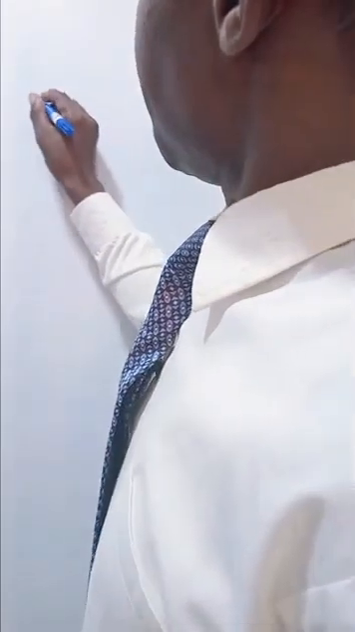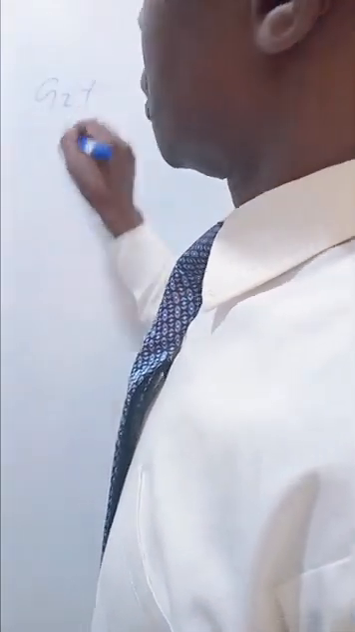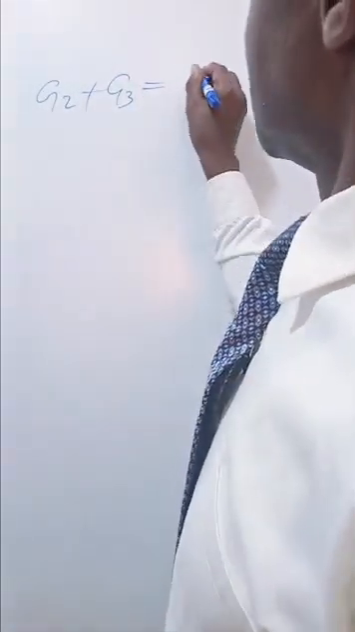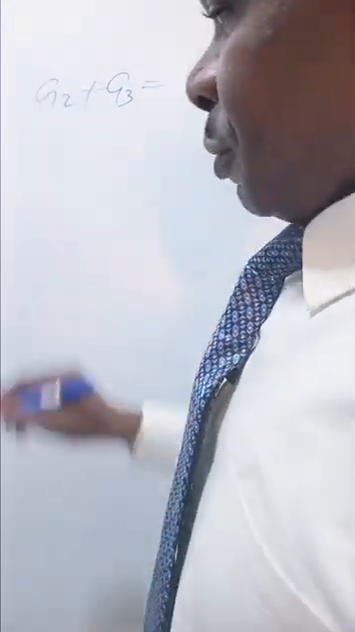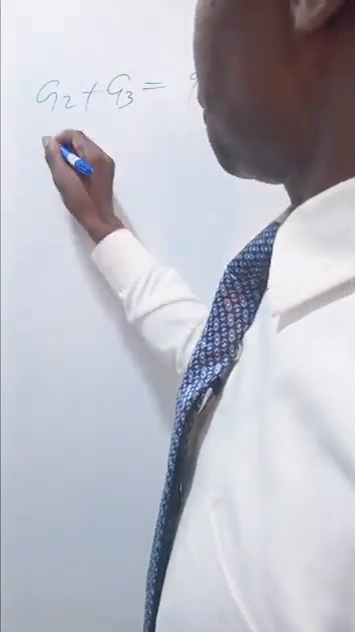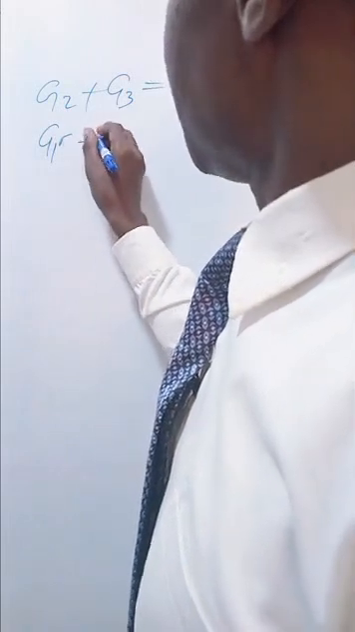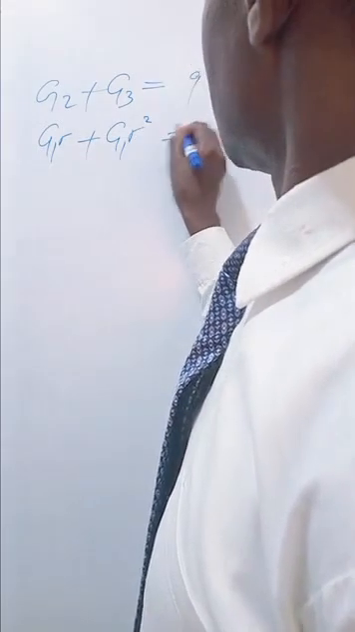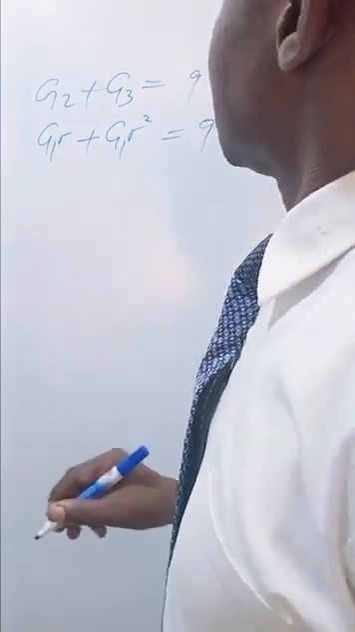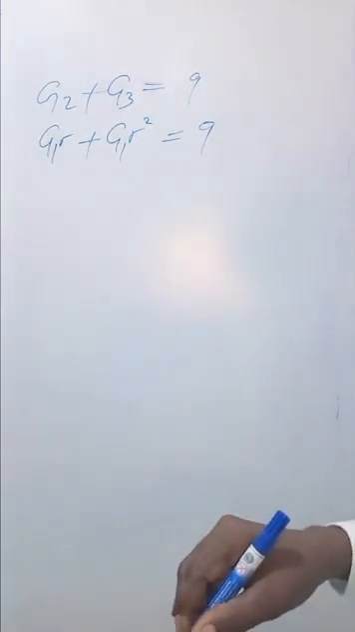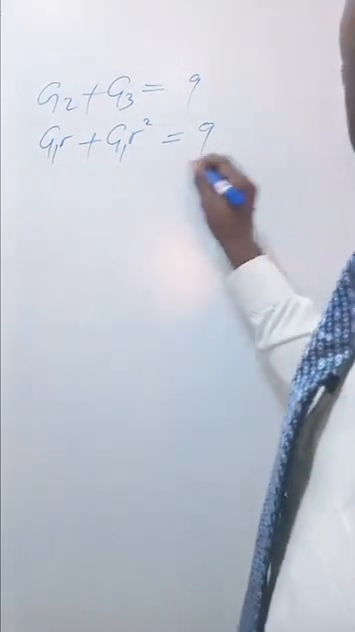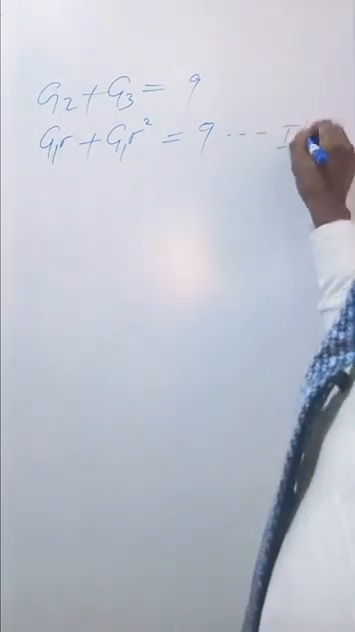The sum of the second, that is G2, and the third, this is G3, should give us 9. We saw previously that G2 equals G1 R, and G3 equals G1 R squared. This one gives us 9. Okay, what else do we have? Let's call this one equation number 1.